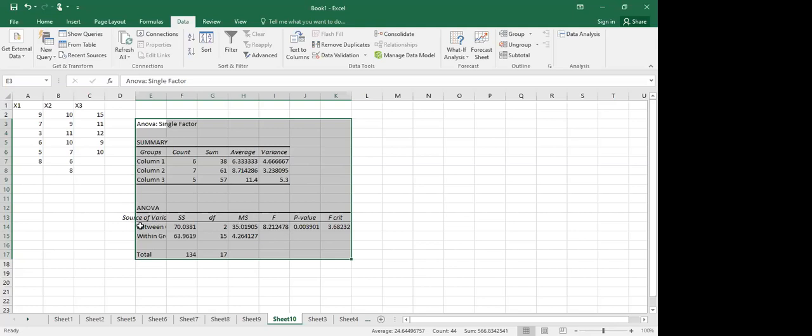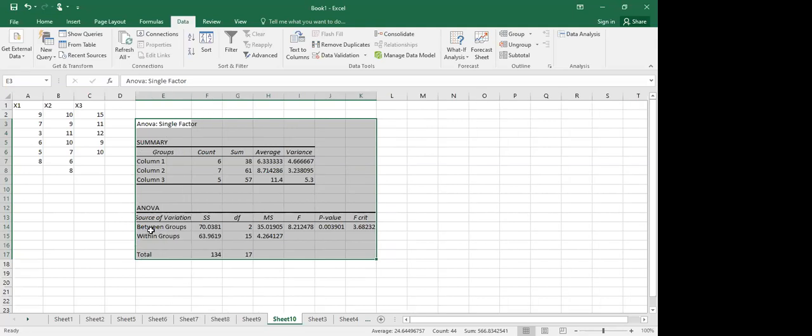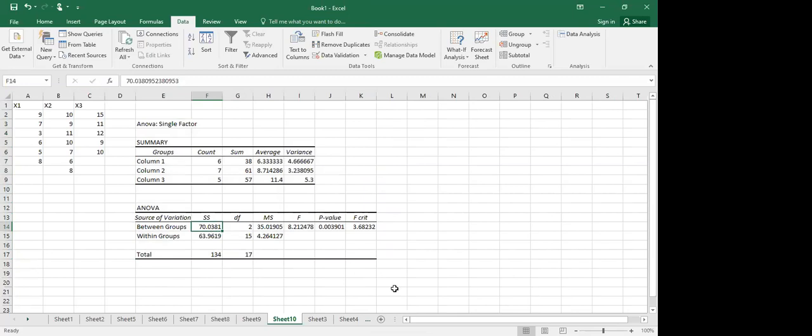So now, the sum of squares between, I want you to know how to read. Sum of squares between groups is this one. This is the sum of squares between. Can you see it? Yes, I can. And this is the sum of squares within. These are the degrees of freedom, 2 and 15. 2 for 3 minus 1, 15 for 18 minus 3, that is, minus k.